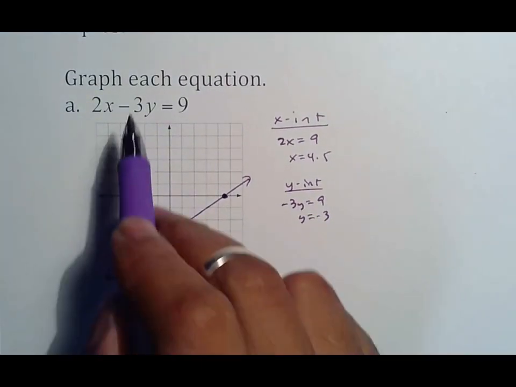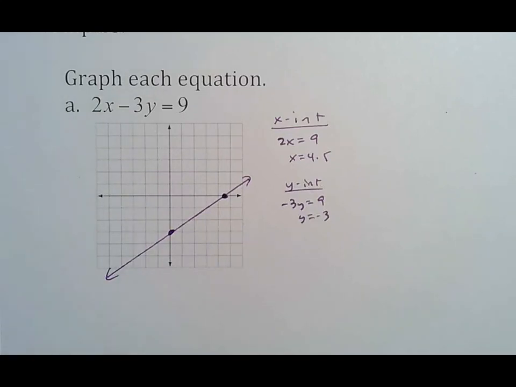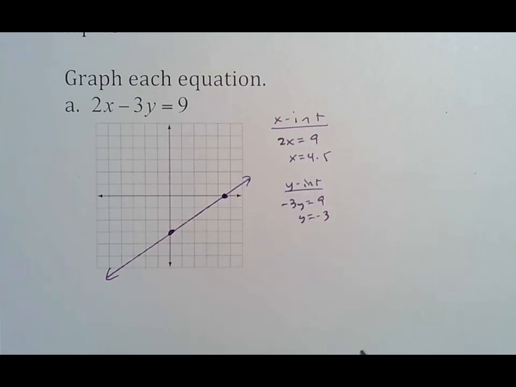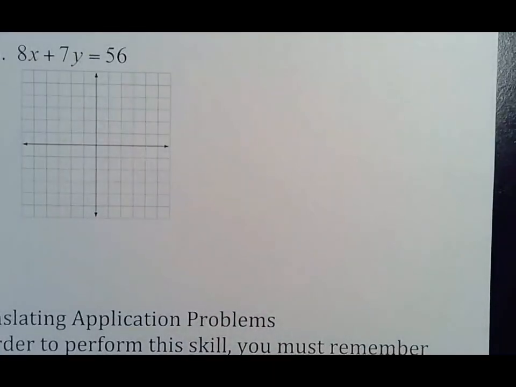So the difference between this and the one we did before is that we had a b and an m, and we plotted our b, then used the slope. That's not the case here. Here you want to find your intercept, and then plot those two intercepts and let your line connect them.